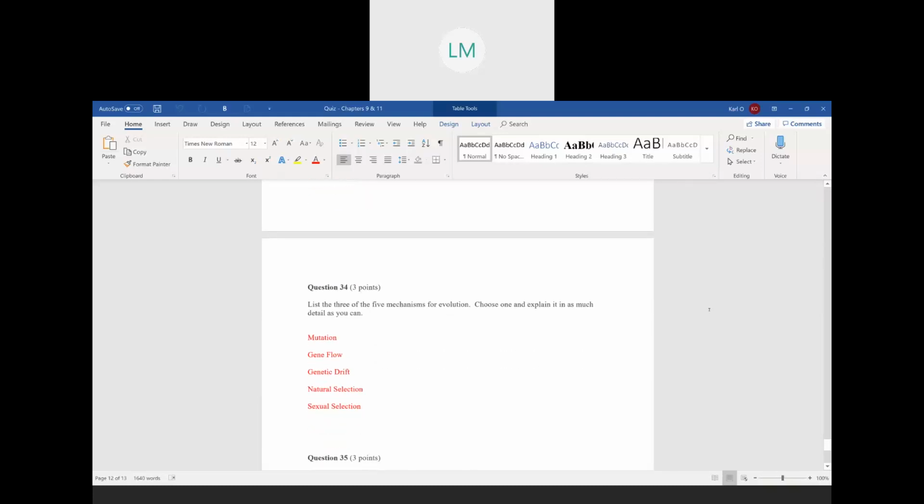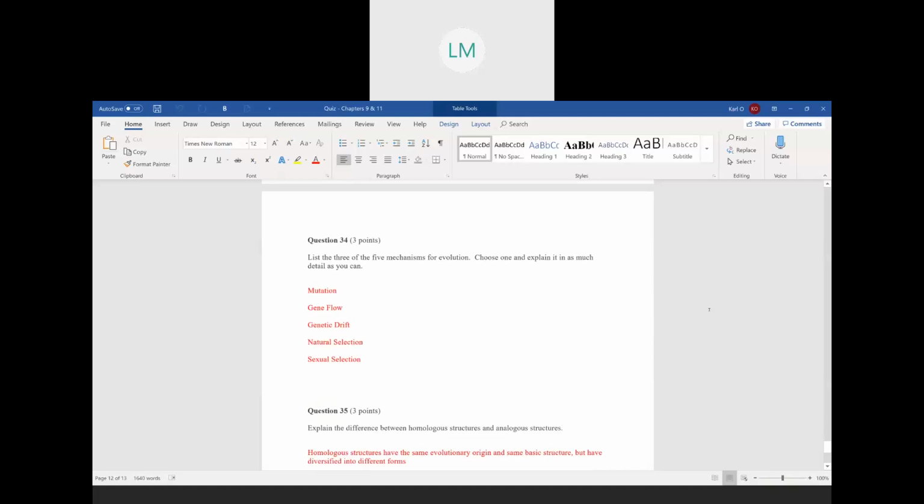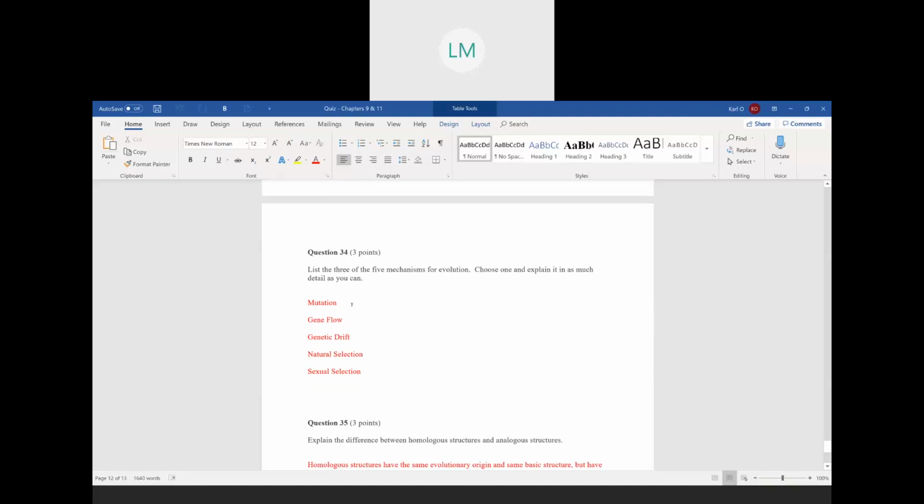Question 34, so list 3 of the 5 mechanisms for evolution. You can choose one and explain it in as much detail as you can. So the 5 choices you had were mutation, gene flow, genetic drift, natural selection, and sexual selection. Those are the 5 choices that you have. So you could have chosen any of these to explain. So I kind of just gave you credit as appropriate if you explained it correctly or not. So feel free to let me know if you have questions about these if you missed credit on any of those.